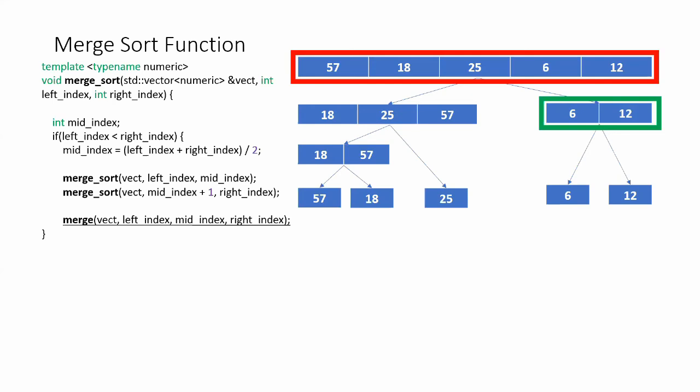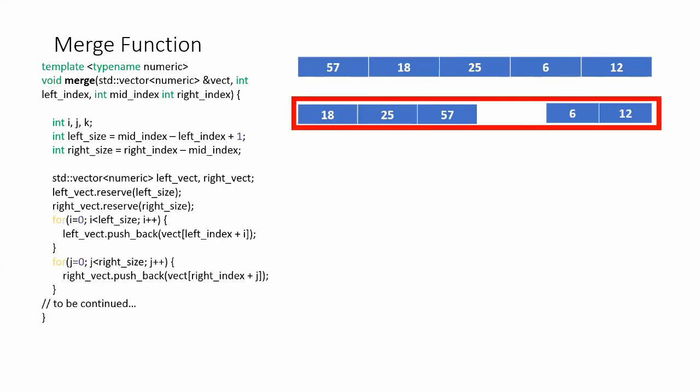But now we're at the top. Now we're going to be merging our size 3 sorted vector of 18, 25, and 57. We're going to merge it with our size 2 vector that's highlighted in the green box of 6 and 12. Those two are going to be merged together, and it's called by the array at the top highlighted in the red box.